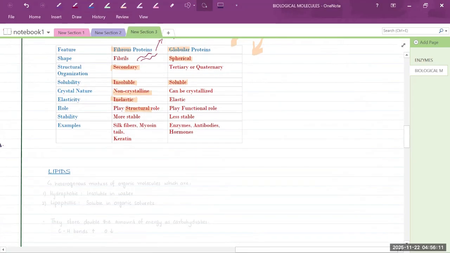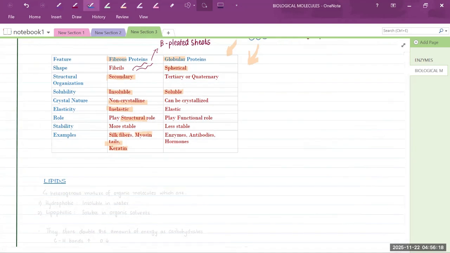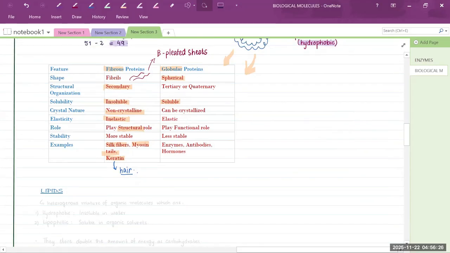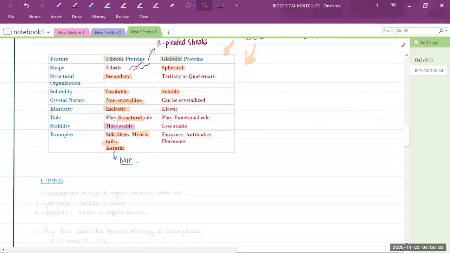What is a structural role? As we can see, silk fibers, keratin, myosin tails, these are all structural roles. Because, for example, we have keratin in hair, and that is just a structure, no functional role. And also, fibrous proteins are more stable. We have to remember that.